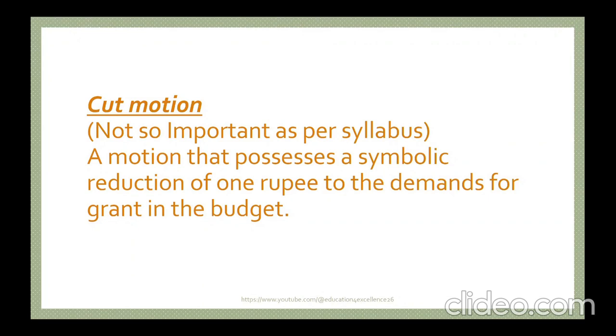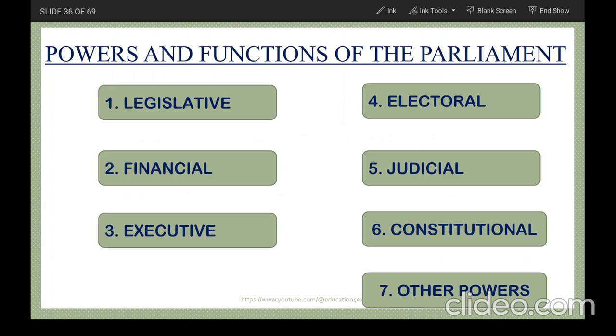In our last videos, we had a discussion of Union Legislature. We discussed most important topics like parliamentary procedures and parliamentary motions. In our last class, we discussed three important parliamentary motions: no confidence, adjournment, censure, and one more motion which is not in your syllabus, that is the cut motion. Today, we are going to discuss the continuation part of the lesson, Union Legislature.